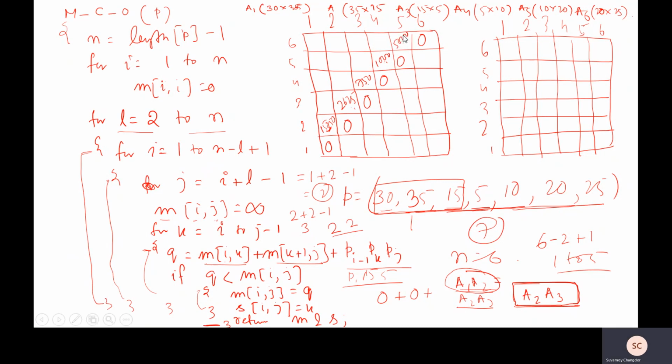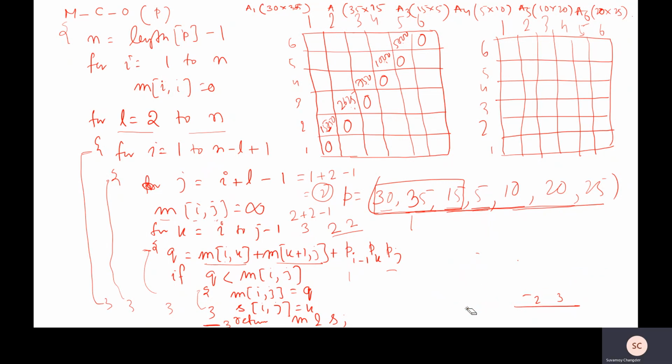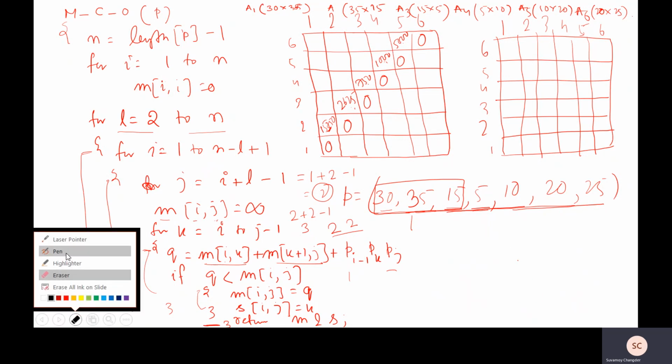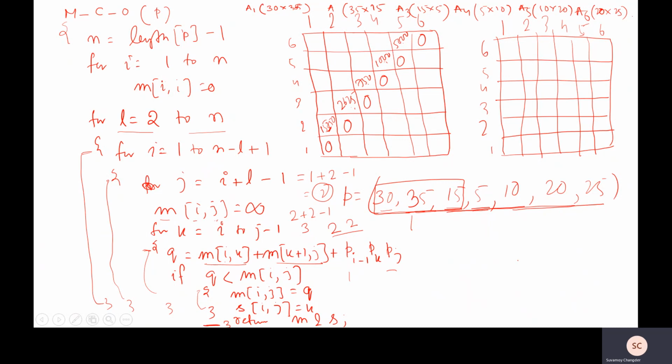So in this way, we have got the number of multiplications required to multiply A1, A2, A2, A3, A3, A4, A4, A5, A5, A6. In the next, we will go for finding the number of multiplications required to multiply a chain of 3 matrices. So in these steps, we have found the number of multiplications required to multiply a chain of 2 matrices. Now we will find not only the number, but the minimum number of multiplications required to multiply a chain of 3 matrices.